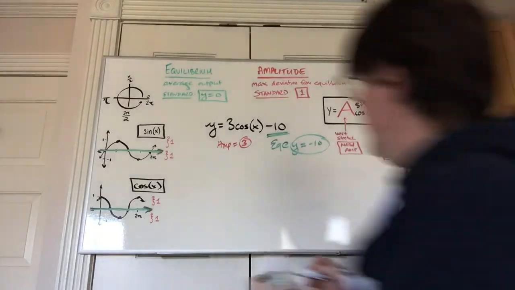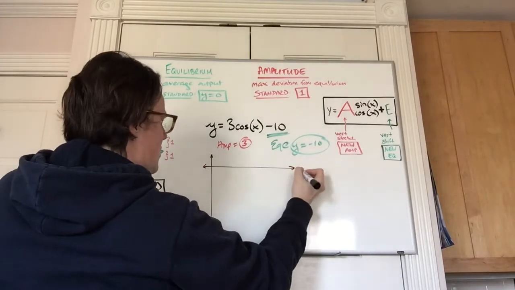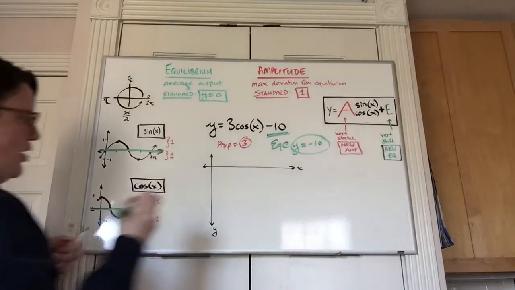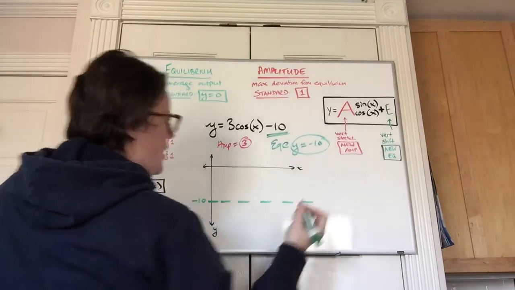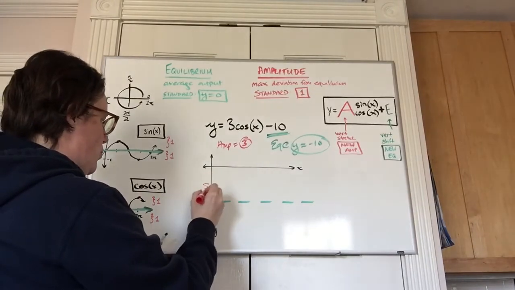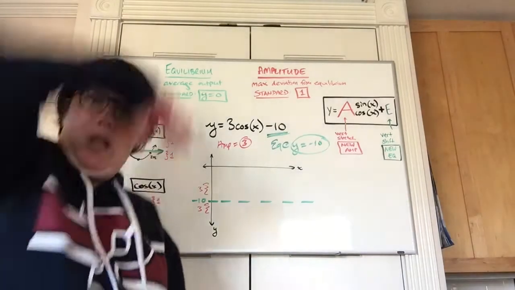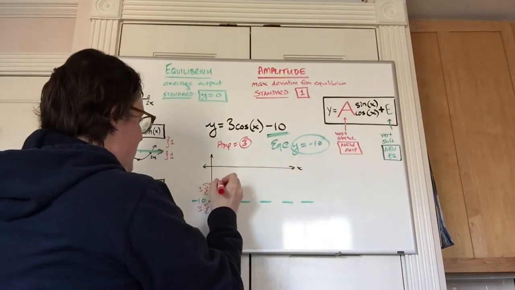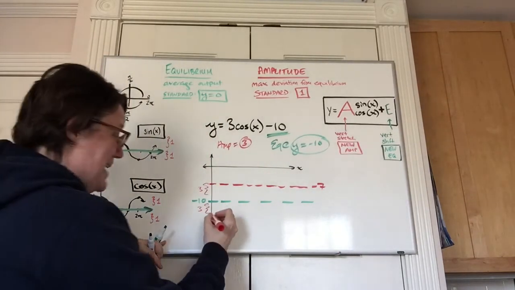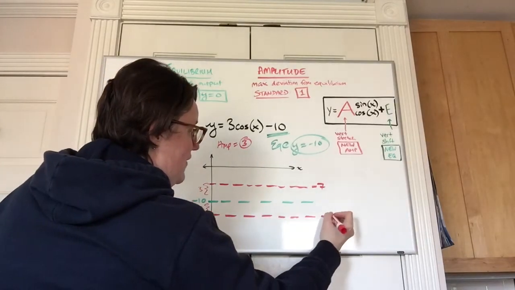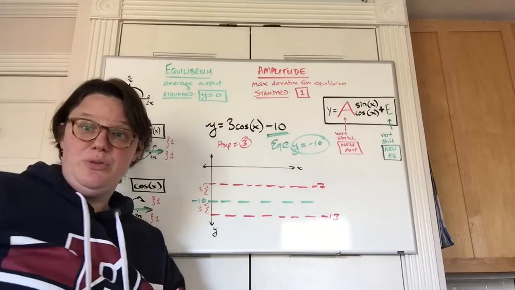So if I want to start drawing this graph, I'm going to draw myself my x and y axes. And I'm just going to say, okay, let's call this line right here a y value of negative 10. I want to stretch 3 above that and 3 below that. So if I do negative 10 plus 3, that makes me a maximum of negative 7. And if I do negative 10 minus 3, that gives me a minimum of negative 13. So I want a graph that's going to go up and down between those two values.